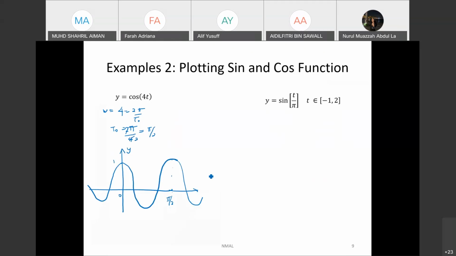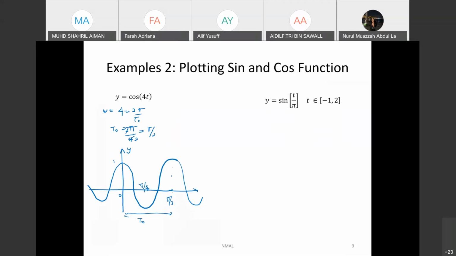Okay, so this is y equal to cos 4 over t. So it means that the half of the wave here should be pi over 4. Okay, this one you don't have to label, it doesn't matter, as long as you label the whole duration. Okay, this is the T naught.